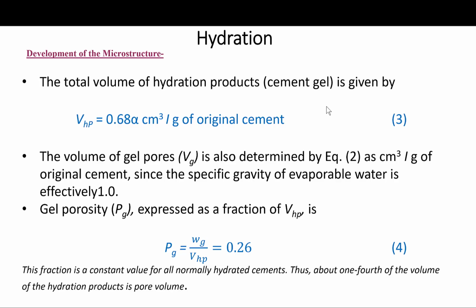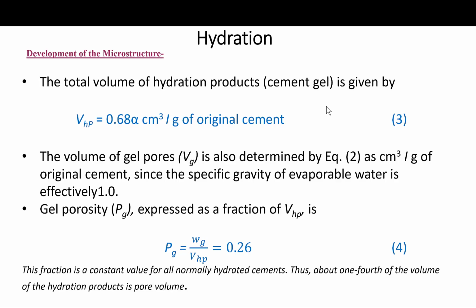Another equation, which is the total volume of hydration products, the cement gel, is given by equation number 3, denoted by capital V sub HP equals 0.68 times alpha, cubic centimeter per gram of original cement. So the volume of the gel pores, V sub G, is also determined from equation 2 above as a cubic centimeter per gram of original cement, since basically the specific gravity of evaporable water is effectively 1. So that's easy to determine.